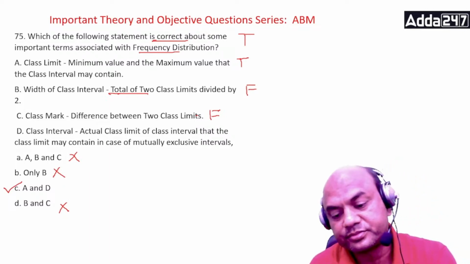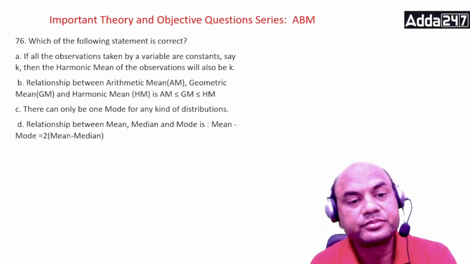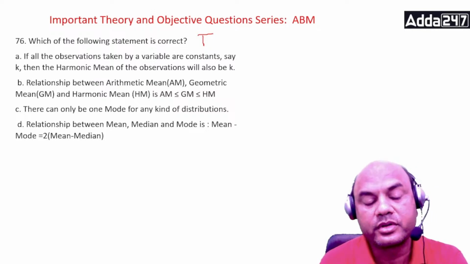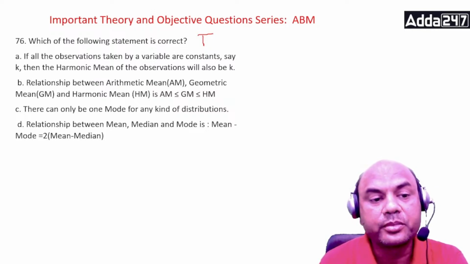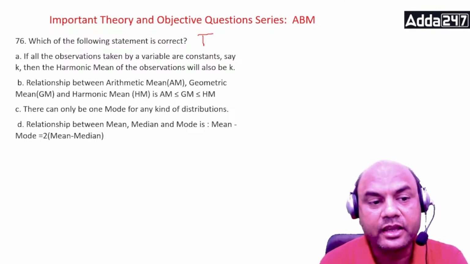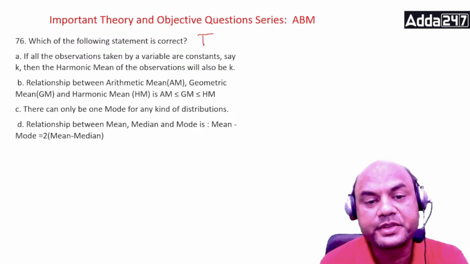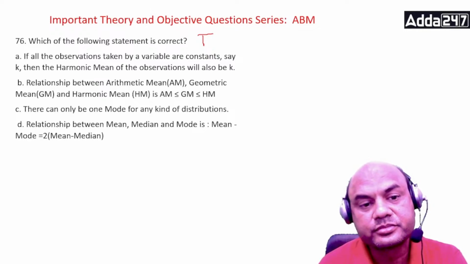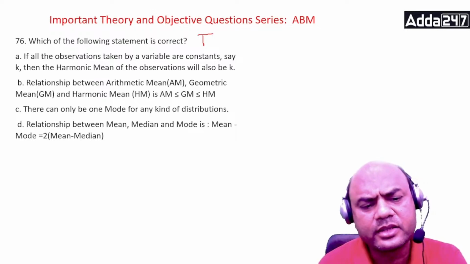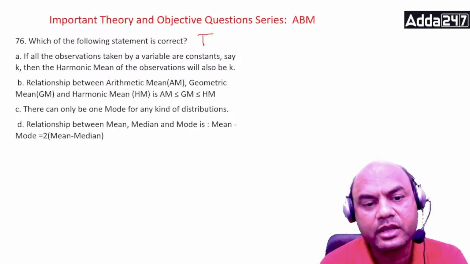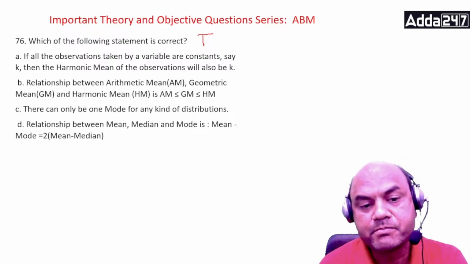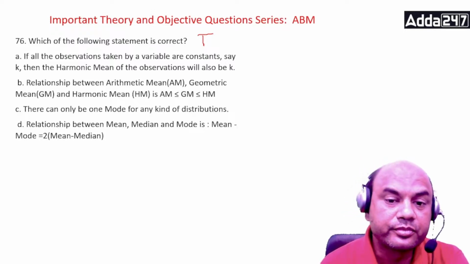Clear everyone? Next one. Which of the following statements is correct? Again, you want the true one. Okay. If all the observations taken by a variable are constant, say k, then the harmonic mean of the observation will also be k. If all the observations are k, meaning one same answer, everywhere you get k, then the harmonic mean will also be k. Okay. Is it true? Let's see.